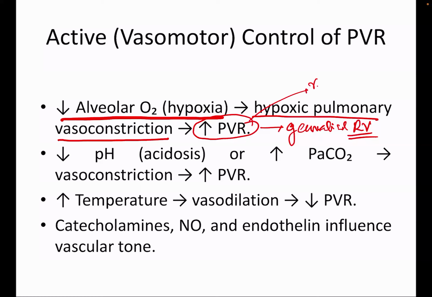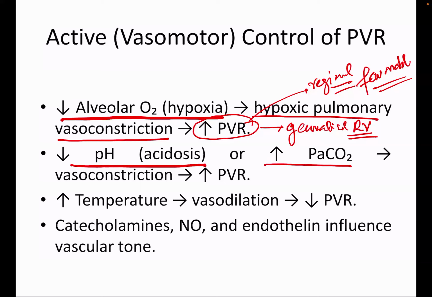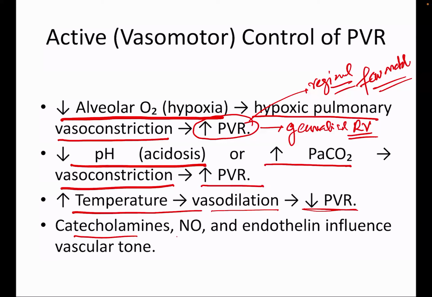But if it is regional, it is actually favorable. So then again, we all know this. If there is acidosis and increased carbon dioxide, there is vasoconstriction and PVR increases. Similarly, an increase in temperature causes vasodilatation and PVR will decrease. Catecholamines, nitric oxide, and endothelin influence the vascular tone. As I already said, NO will decrease, endothelin will increase, and catecholamines will mostly increase.